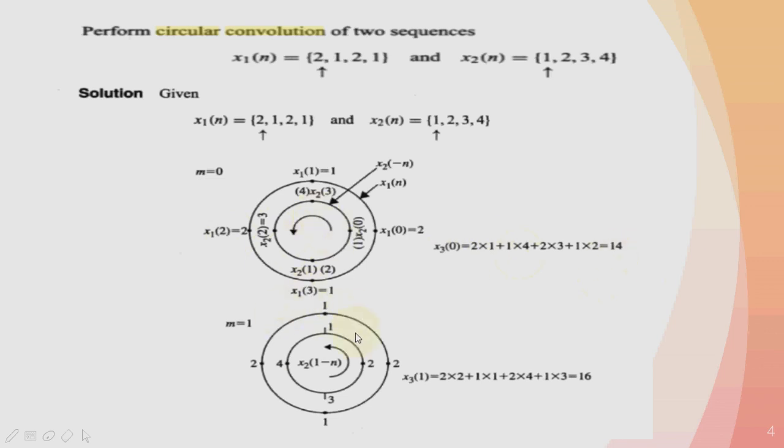Now again rotate this inner circle in anti-clockwise direction by sample point 1. So you will get one place in upward direction. So here the starting position will start in the inner circle. So 1, 2, 3 and 4. Again multiply both circle points. So that is 2 multiplied by 2 plus 1 multiplied by 1 plus 2 multiplied by 4 plus 1 multiplied by 3, that is equal to 16.